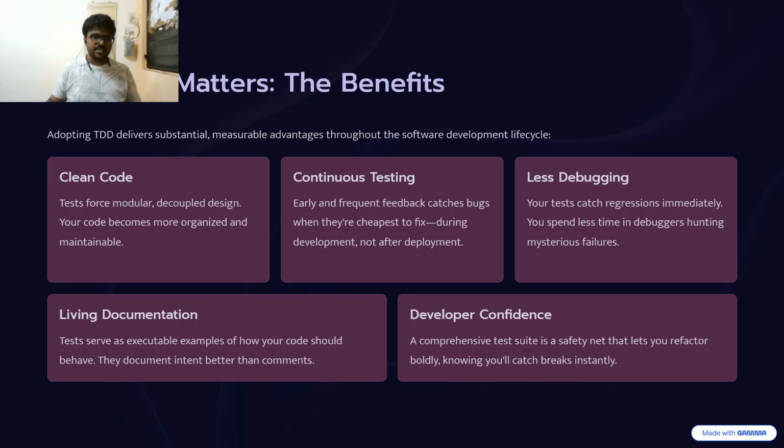Now, what are the benefits of test-driven development? Well, it includes clean code. Basically, your code becomes more organized and maintainable. Continuous testing: frequent feedback catches bugs when they're the cheapest to fix. If you're finding bugs during the development phase, the cost to fix them is reduced. If it's after deployment, it's going to be expensive. Less debugging: your tests catch regressions immediately. You spend less time in debuggers hunting mysterious failures.